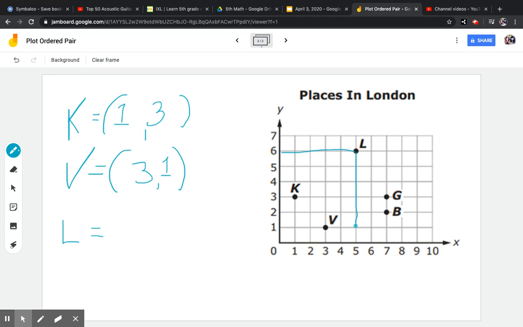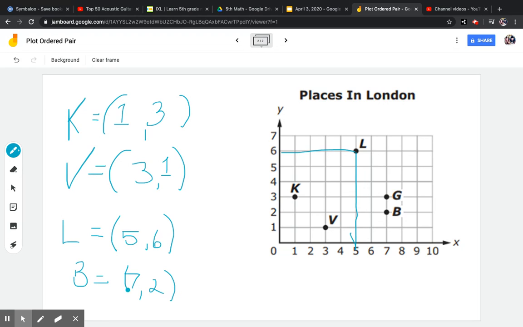Instead of taking hops, you can also just line it up with what axis it matches with. So it'd be 5, comma, 6. Let's look at B. B is at 7 for its X, and then it's at 2 for the Y. So my ordered pair would be 7, 2.